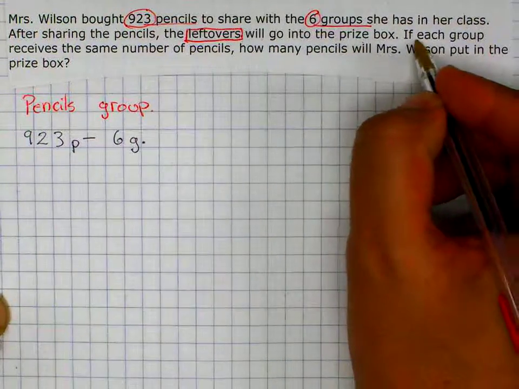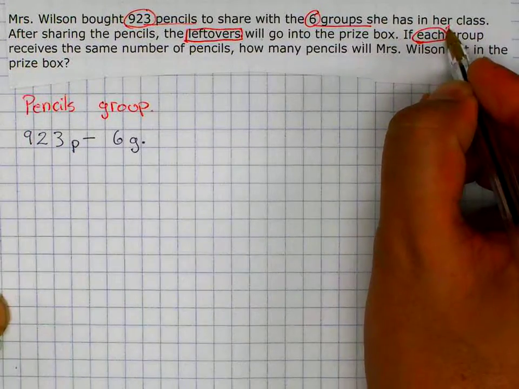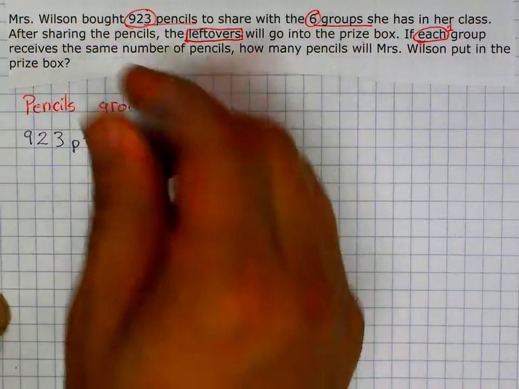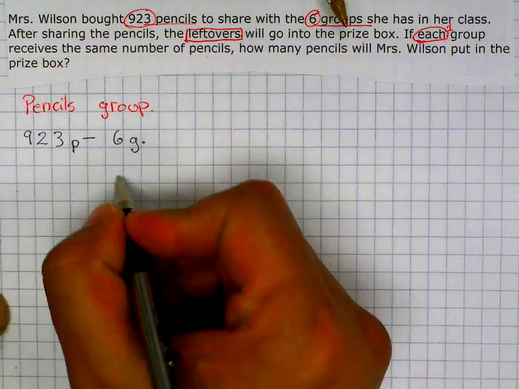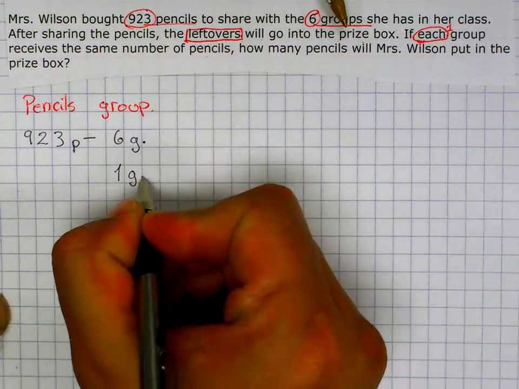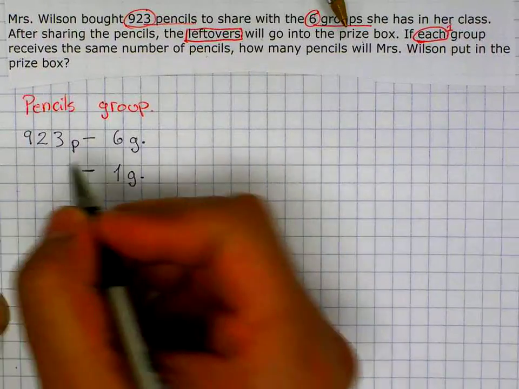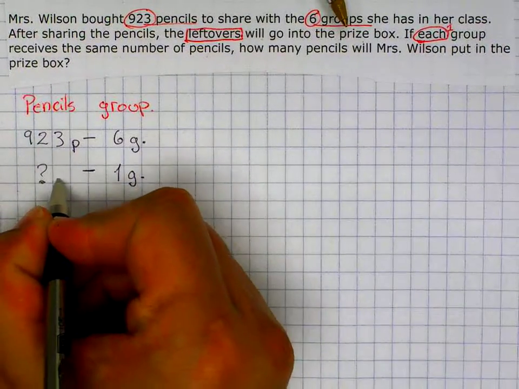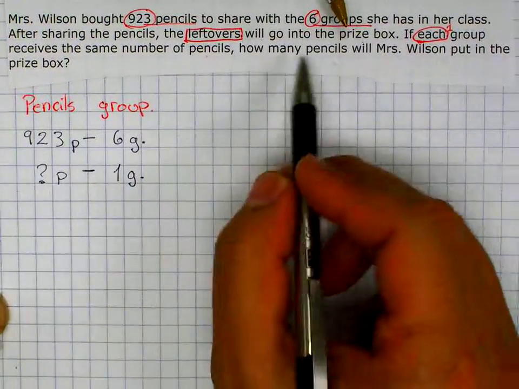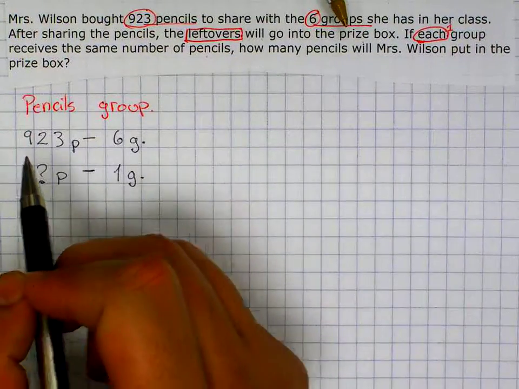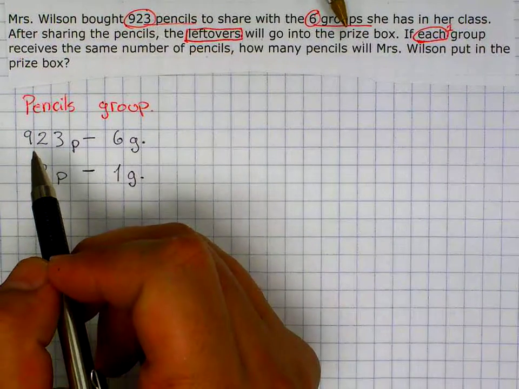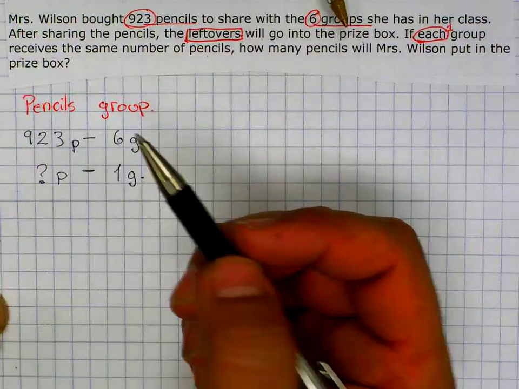If each group, and each means one number of pencils, if one group receives the same number of pencils, do I know how many pencils they're going to receive? No. That's what my question mark is. How many pencils will Mrs. Wilson put in the prize box? So I need to know how many are left over.